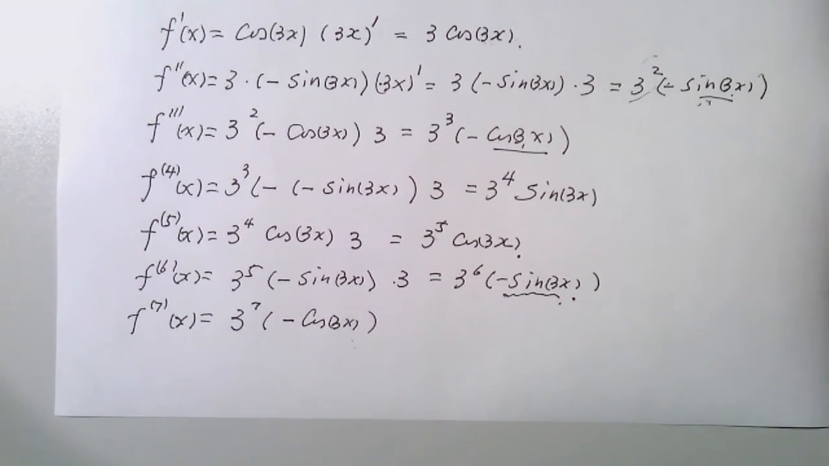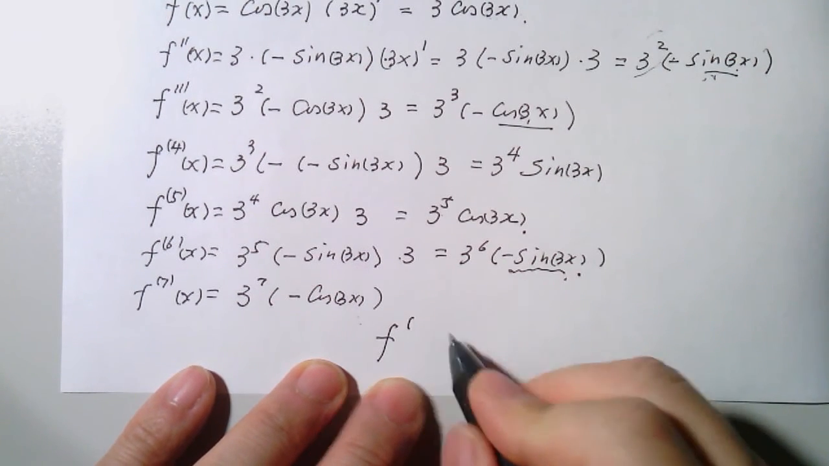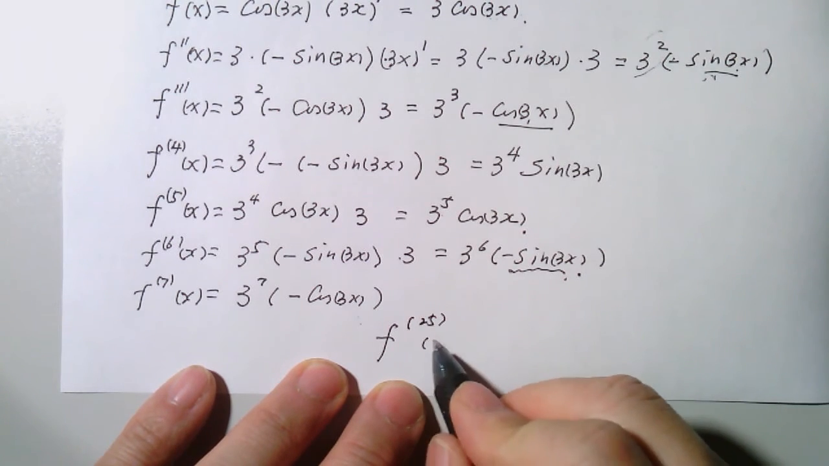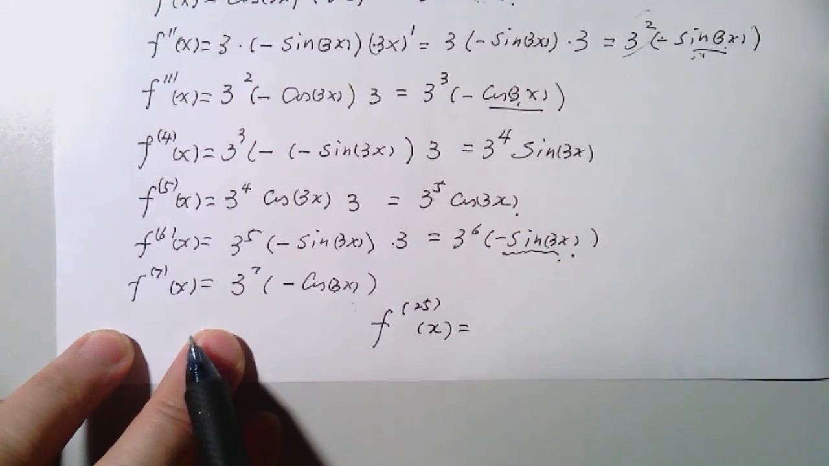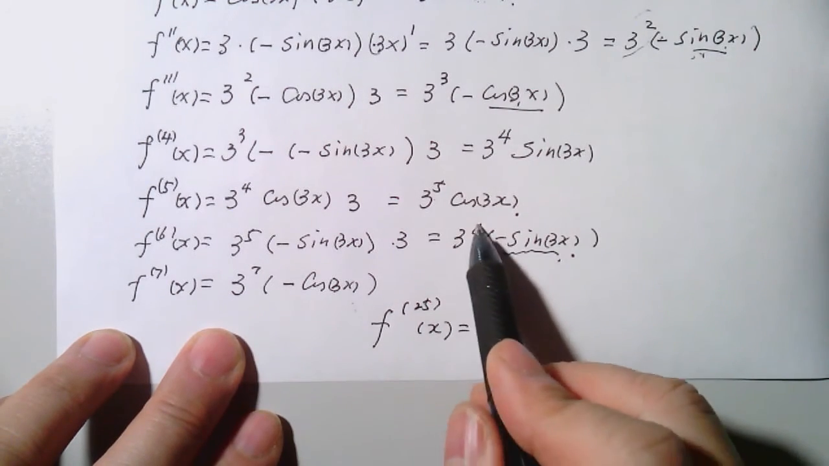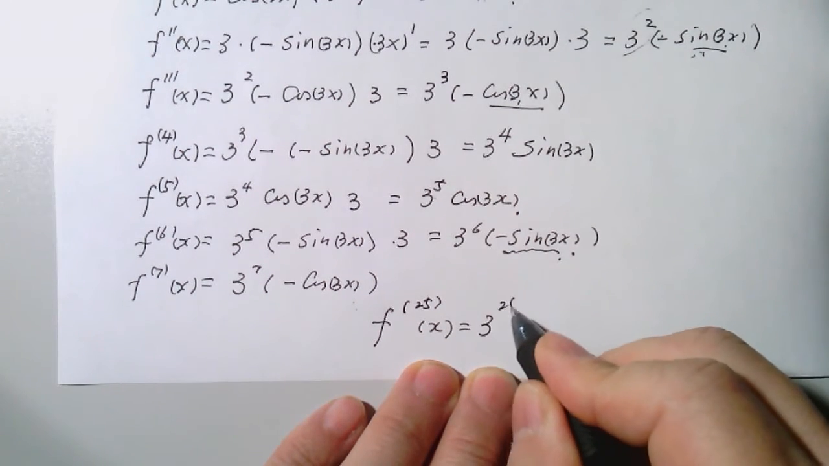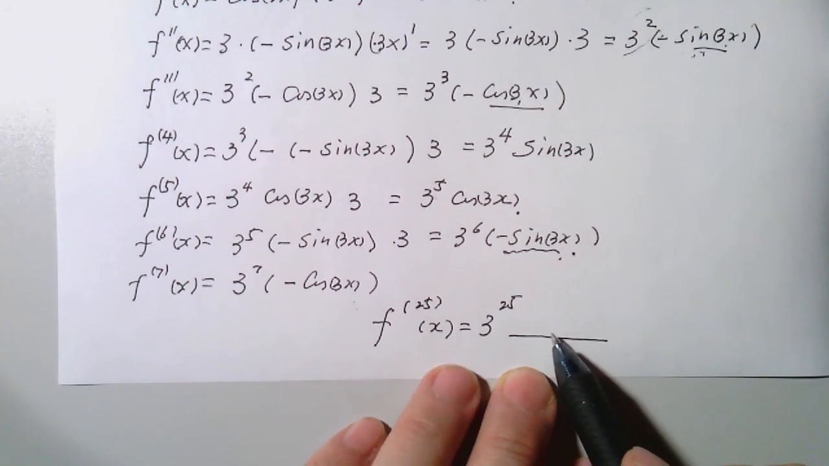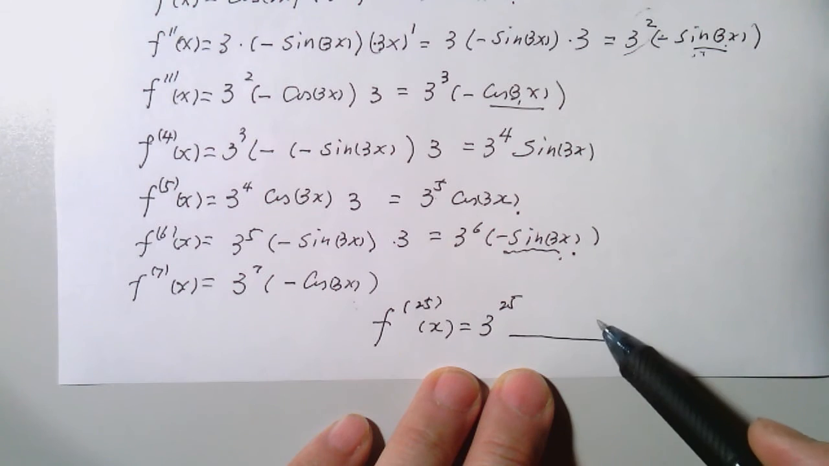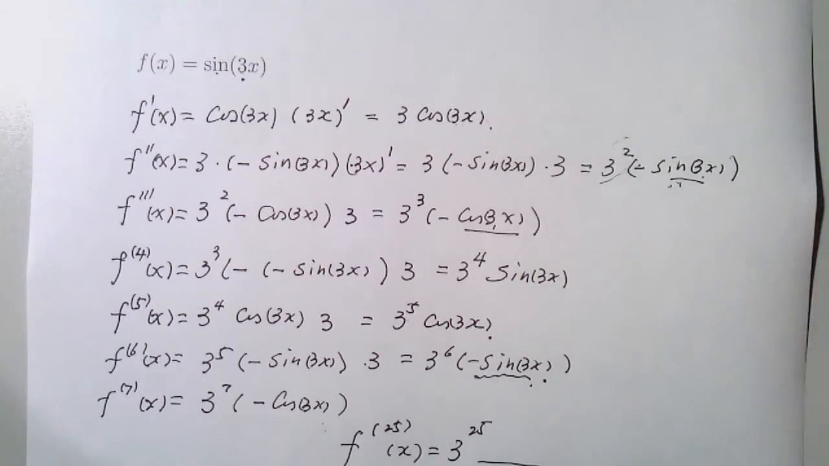So you can imagine, if we have f raised to the 25th derivative for this case, I'm going to have 3 raised to the 25th. The seventh gives 3 raised to the 7th, the sixth gives 3 raised to 6. But the question here is, what is this function? Is it sine or cosine? Is it positive or negative? Now we have to see the following.